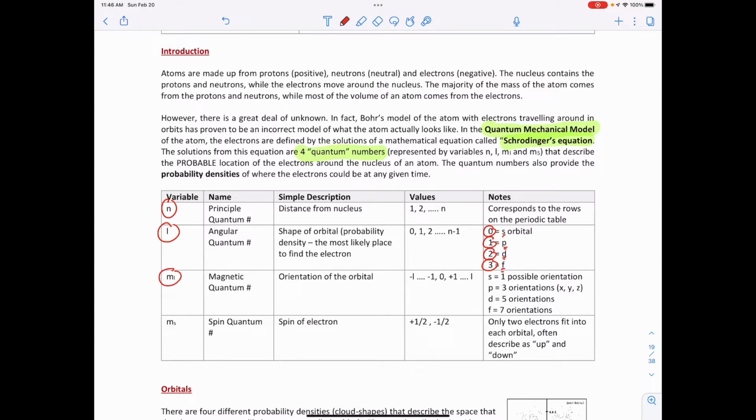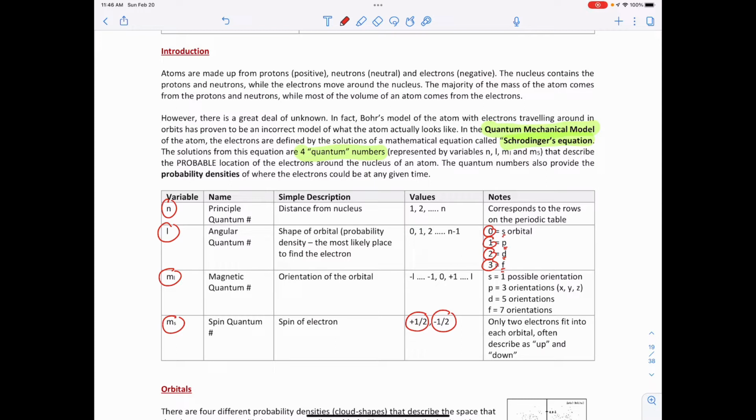m with the subscript l is the magnetic quantum number, and this describes the orientation of the orbital, in other words, the direction these orbitals are facing. m subscript s is the spin quantum number, and this describes the spin of an electron. There are 2 possible values, either plus 1/2 or minus 1/2. These are just the direction of the spin that we assign electrons, so either an up spin, plus 1/2, or a down spin, minus 1/2. This is a simple summary of what the quantum mechanical model of the atom is.